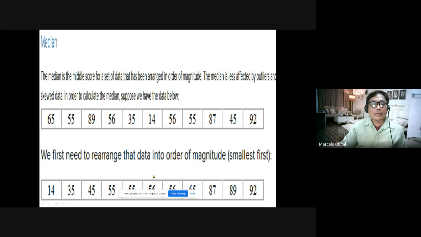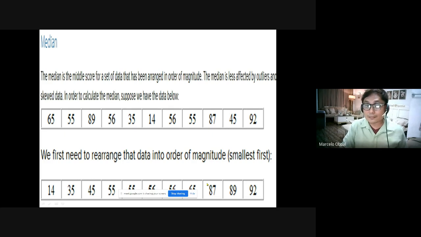Again, in dealing with median, if the series of data is odd, please use this formula: N plus 1 divided by 2. Okay? So let's apply. Again, there are 11 data here. 11 plus 1 will give us 12 divided by 2. That will give us 6.